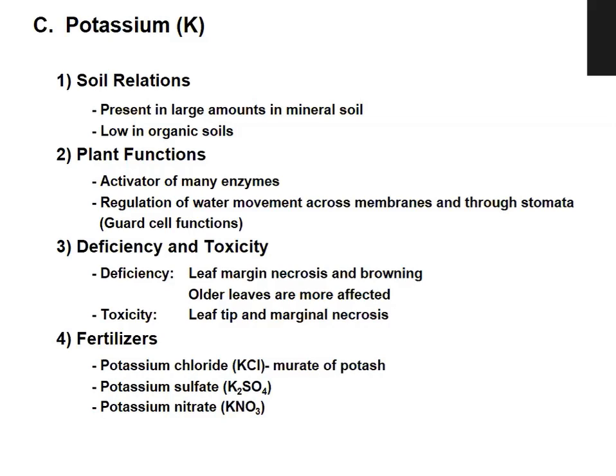What is the toxicity of potassium? Leaf tip and marginal necrosis. To correct the deficiency of potassium, we need potassium chloride, KCl, known as muriate of potash. Then potassium sulfate, K2SO4, known as sulfate of potash. And potassium nitrate can also be used as a fertilizer.